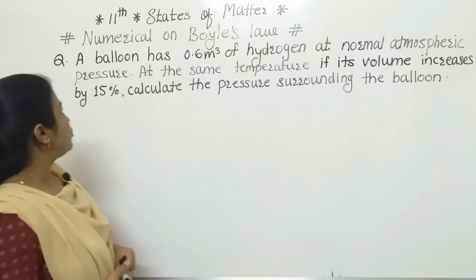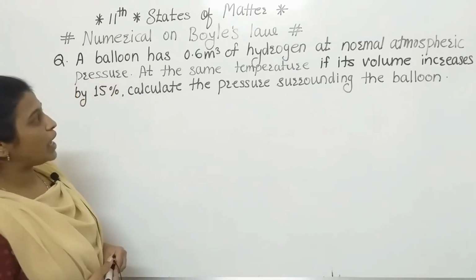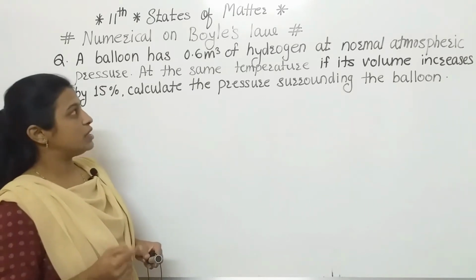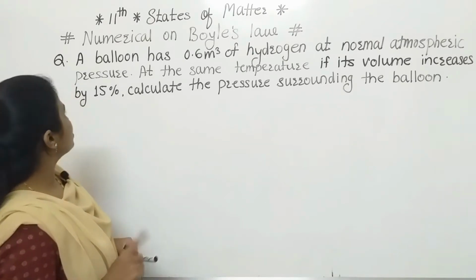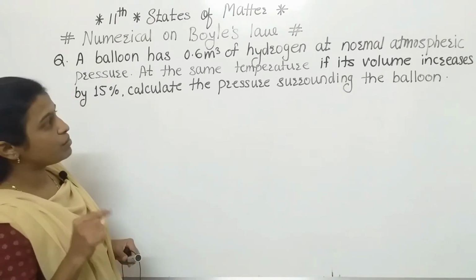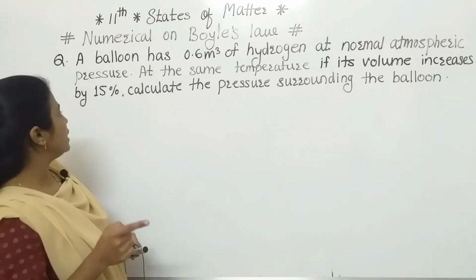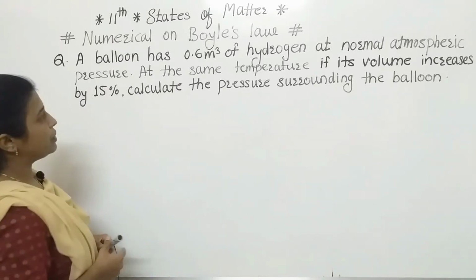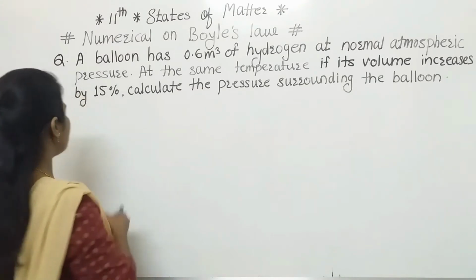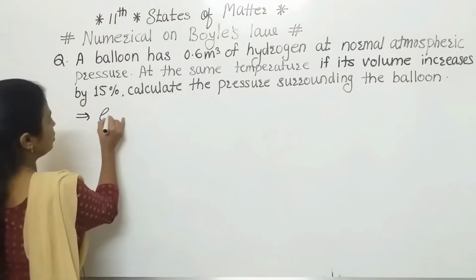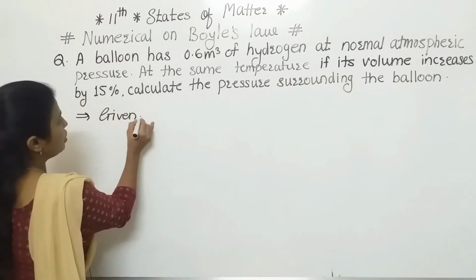Now see here. The first example is that a balloon has 0.6 meter cube of hydrogen at normal atmospheric pressure. At the same temperature, if its volume increases by 15%, calculate the pressure surrounding the balloon. So firstly, we are going to start with the given data. So what is given in that numerical?